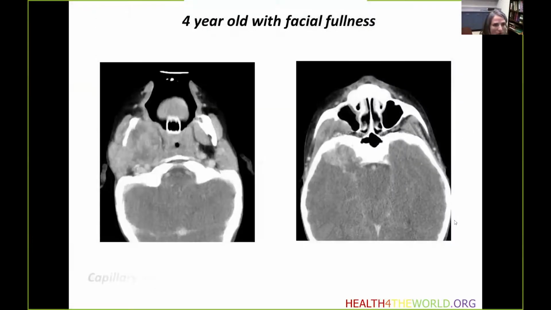This is a 4-year-old child who presented with facial fullness. And what we see here on these axial contrast-enhanced CT scans, on the right, is a mass lesion that is centered within the masticator space, and it appears to extend intracranially.